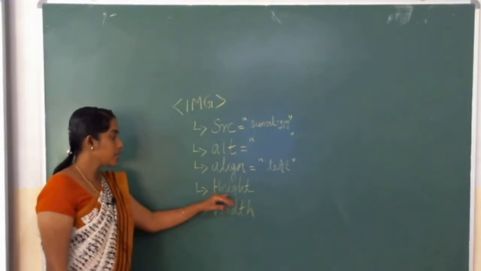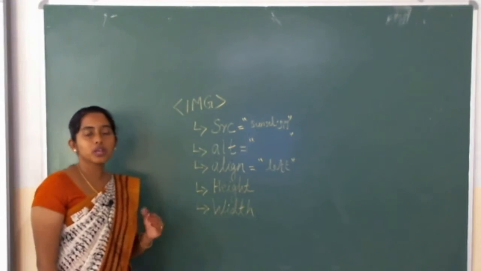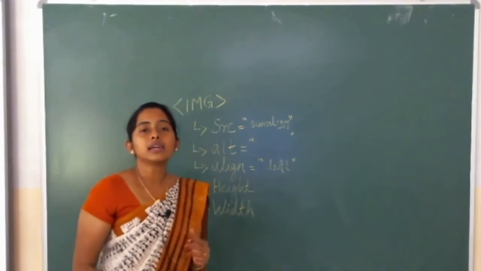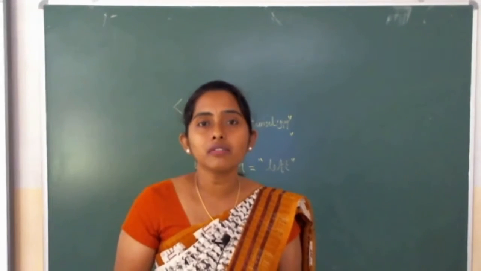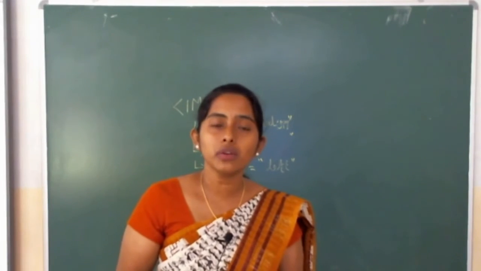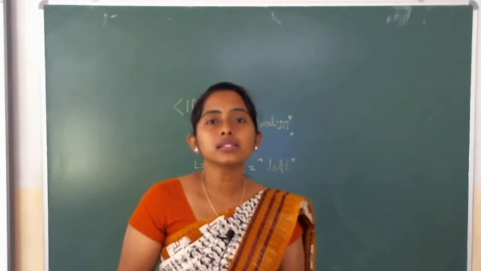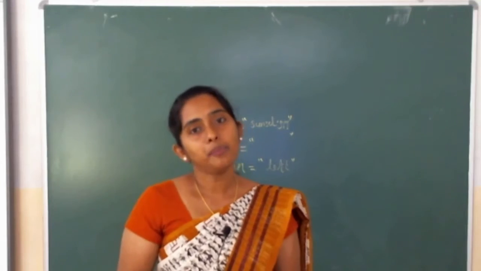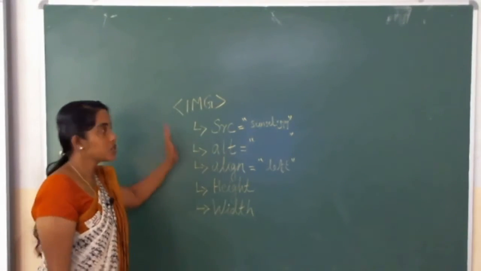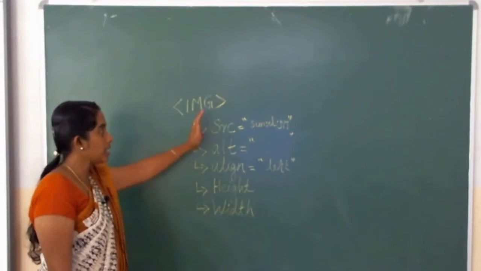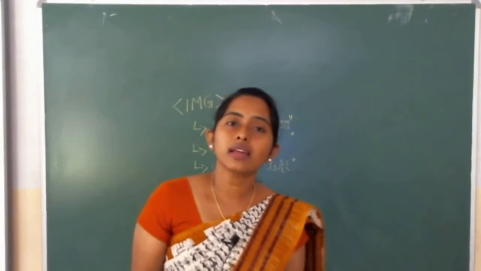And the next ones are the height and width attributes. These two attributes you can use for specifying the height and width of the image. You can mention them in pixels, otherwise in percentage. Pixels means 100 pixels, 400 pixels, like that you can adjust the height and width of the picture. So these are all about how to insert an image. The main tag is the img tag, and these are all the attributes that come under the img tag.